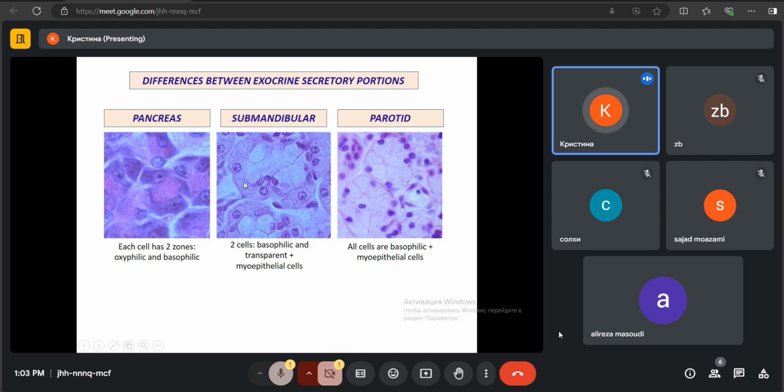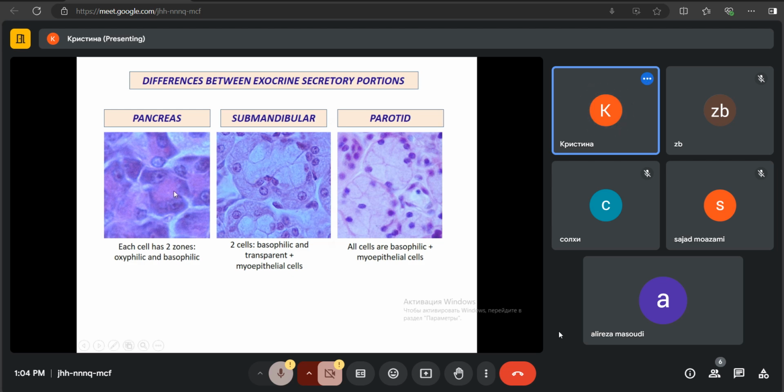In submandibular gland, in secretory portion, we have two different cells, basophilic cell, serocyte, and pale-looking cell, mucocyte. Also here we have myoepithelial cells. Myoepithelial cells are absent in pancreas because pancreas is the gland derived from endoderm, and such glands derived from endoderm lack myoepithelial cells. Myoepithelial cells are present in glands derived from ectoderm.